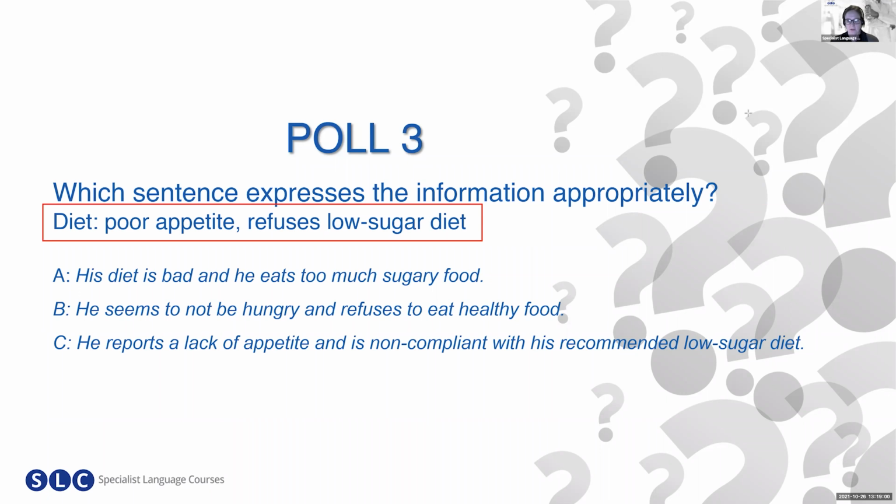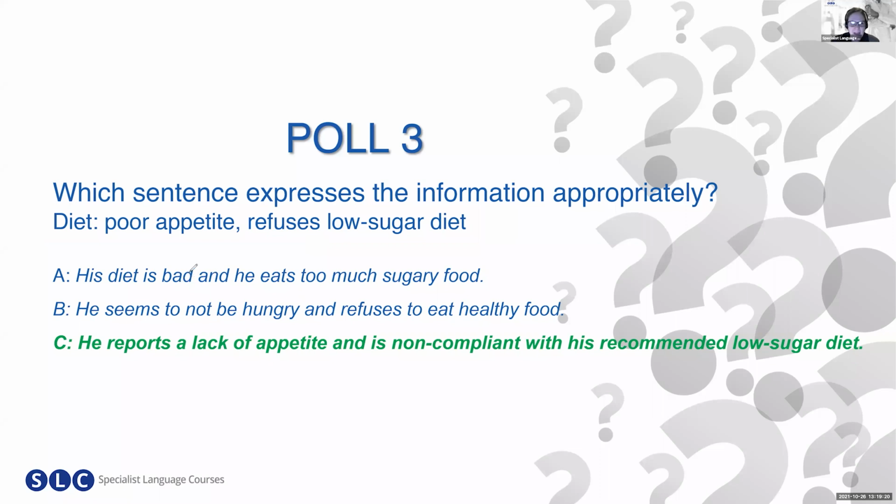Okay, great. So I can reveal that everybody has chosen sentence number 3, and that is the correct answer. It's the one which expresses it the best. I mean, the first one, let me just get rid of that. His diet is bad and he eats too much sugary food. Bad is a very negative word to use. And we don't know that it's that bad. All we know is that he refuses the low sugar diet and it's a poor appetite, meaning he's not hungry.